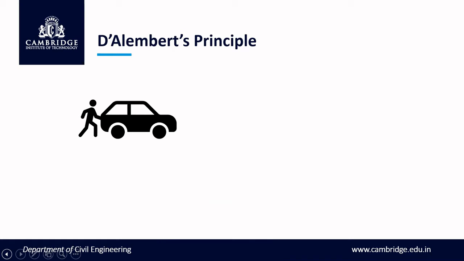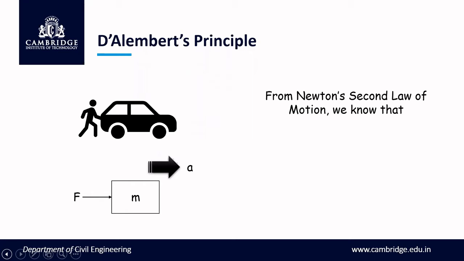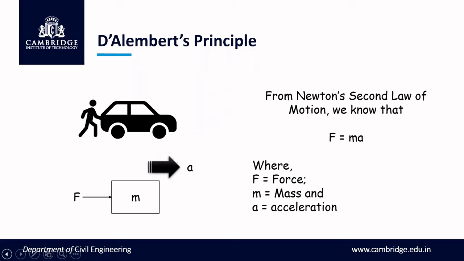If you redraw it as a free body diagram, it is a body with mass m having a force F, which is being pushed with an acceleration a. So from Newton's second law of motion, we know that F is equal to ma, where F is the force, m is the mass, and a is the acceleration.